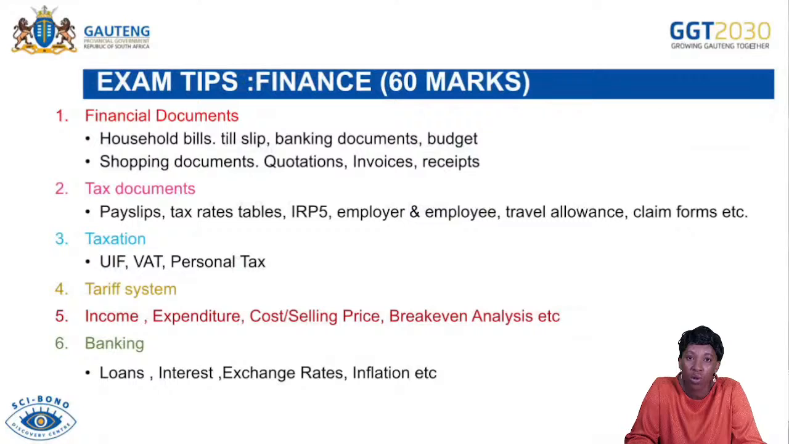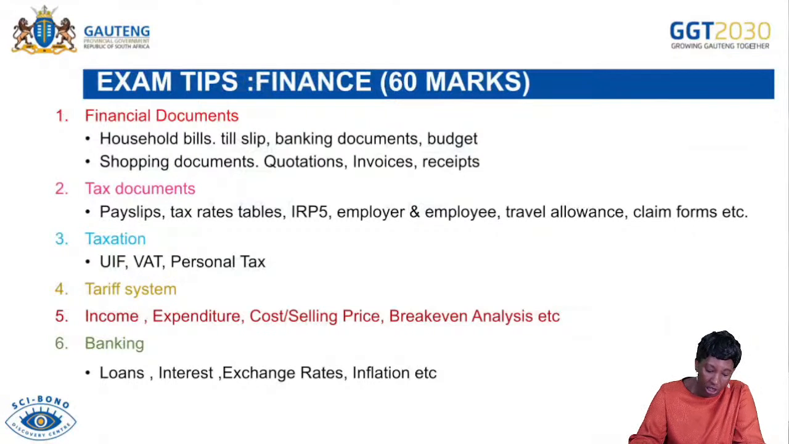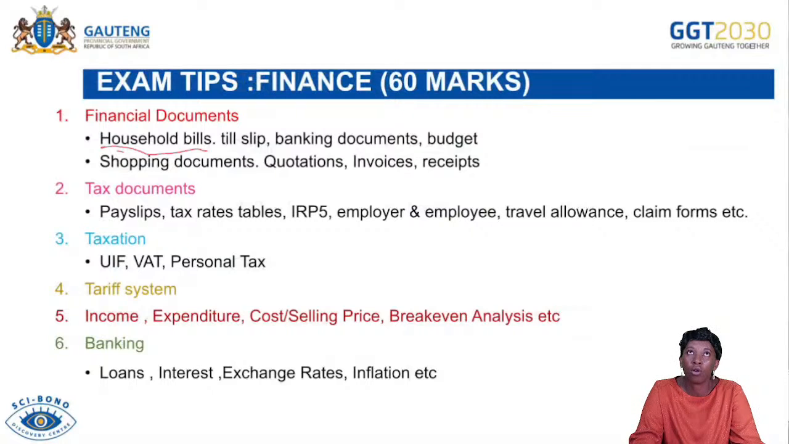Let's now have a look at this part of finance. Remember, I said finance will be 60 marks. And under that 60 marks, we have the financial documents. And under financial documents, boys and girls, remember we have the household bills. The household bills are more like your municipality bill, your telephone bill. Those are the household bills, for example.